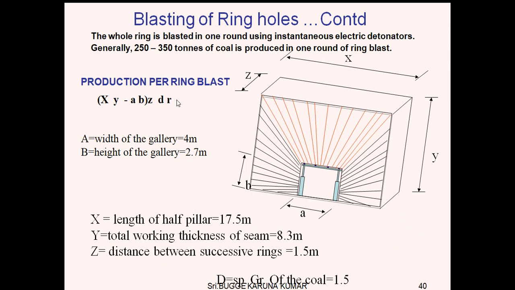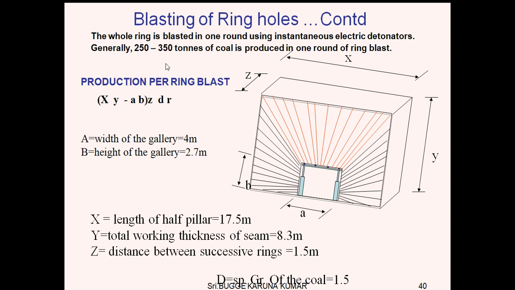So, this is the ring hole pattern we are showing here. Blasting of the ring holes. The whole ring is blasted in one round using instantaneous electrical detonators, generally 250.